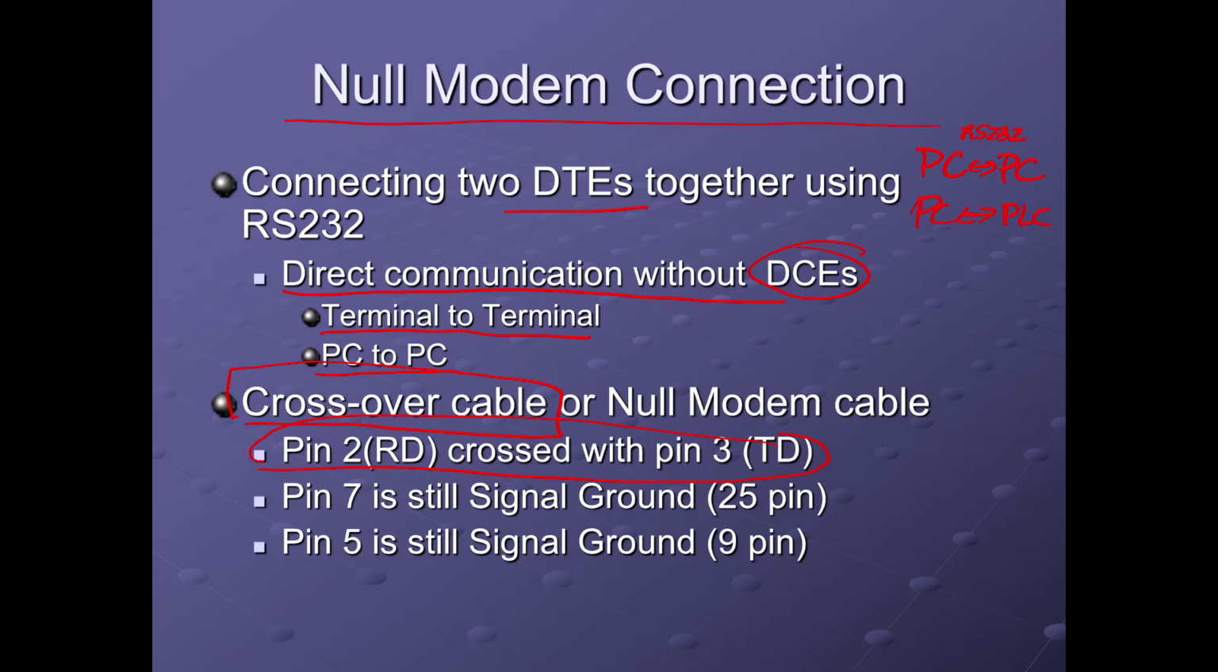And for pin 5, remember, we're just going to forget about 25 pin. You know it exists. But the signal ground for a 9-pin is pin 5. So you have a straight through on pin 5, providing signal ground continuity from one terminal to the other. And then you have a crossover for transmit and receive, so that the data leaving one end will end up on the receive of the other, and you don't have a collision on the data line. So this is what's called a null modem connection, or a crossover cable connection, and this is the type of connection we'll be doing in the lab all the time.